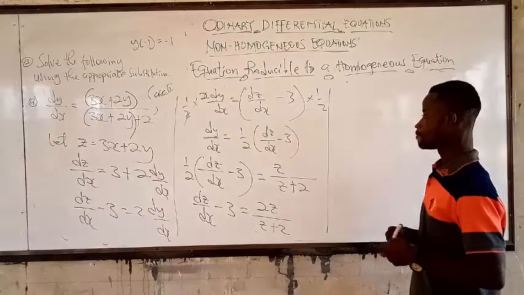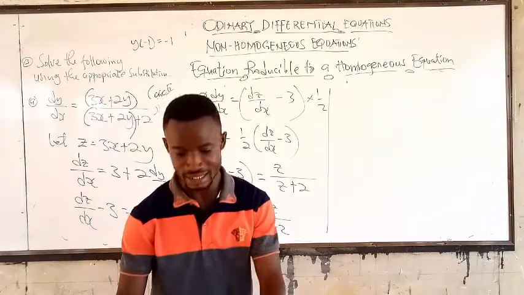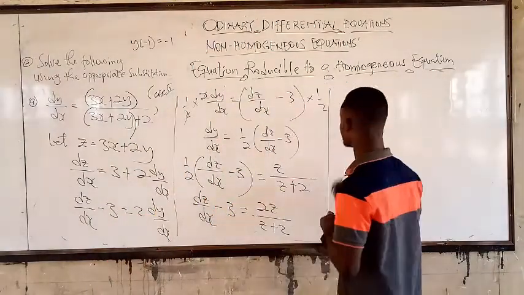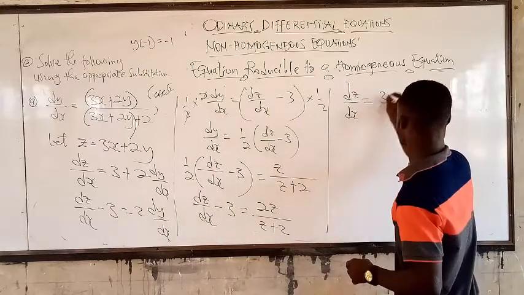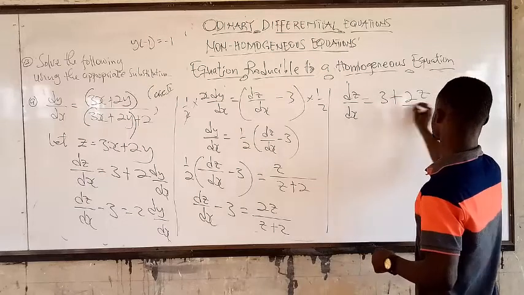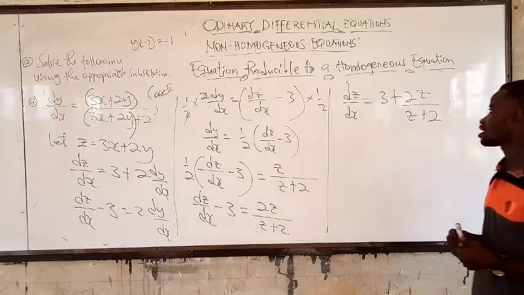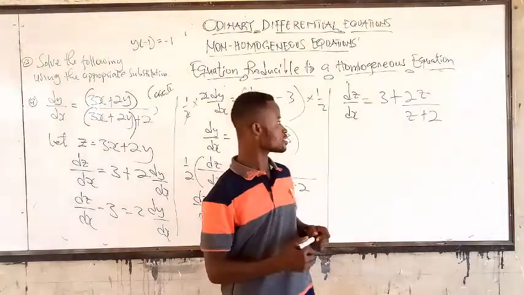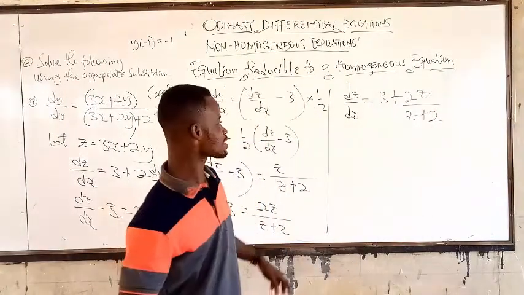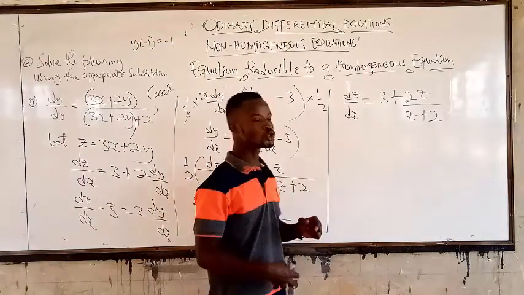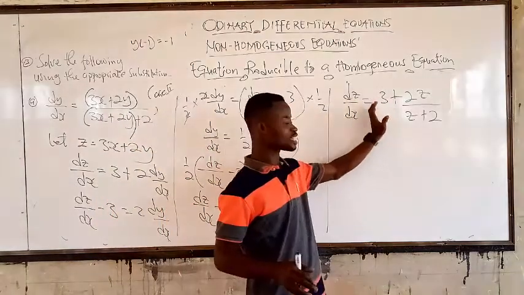Then we are going to make dz/dx the subject. We want it to stand alone. So we get dz/dx equal to (3 + 2z) over (z + 2). And the next idea is that you can see that everything here is in terms of z. So to make it separable, let's try to achieve the same denominator.